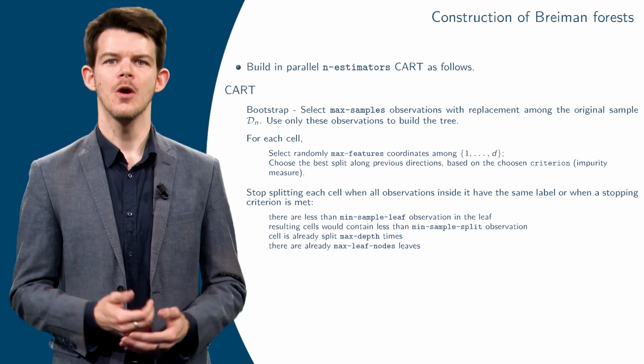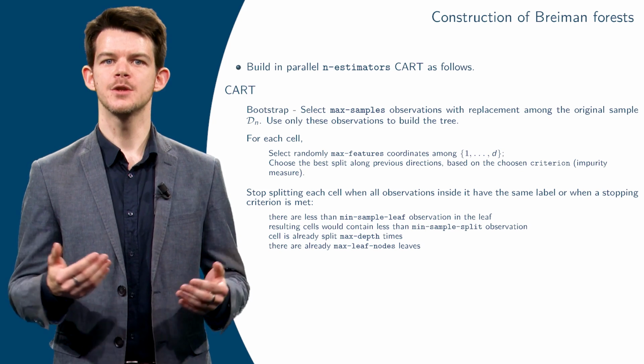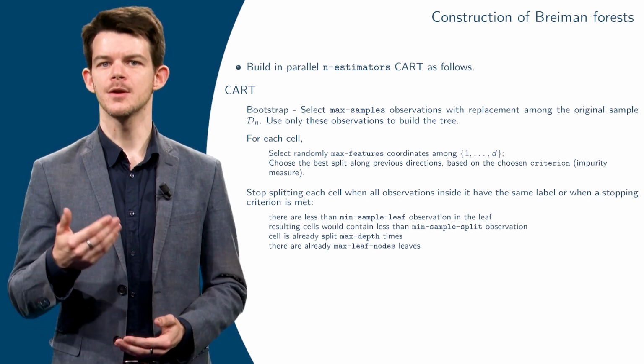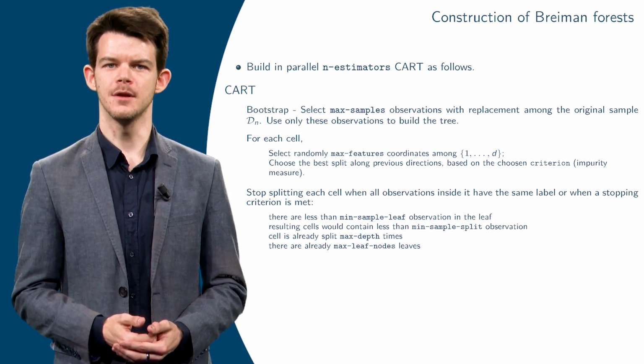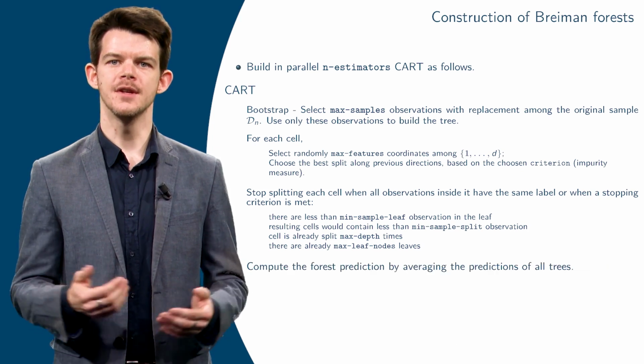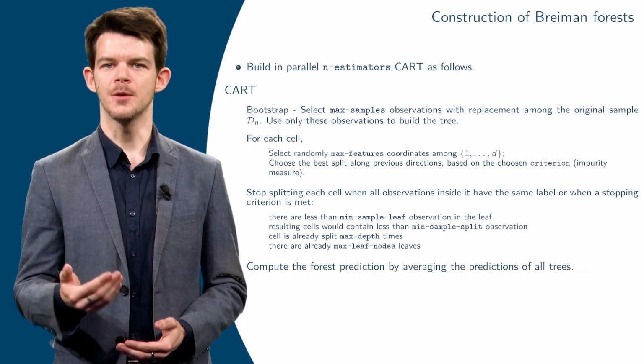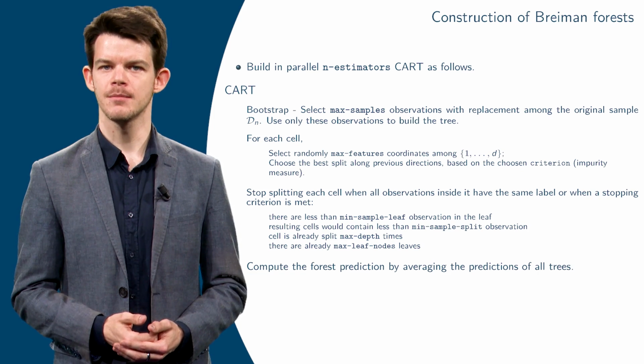By default, all these stopping criteria lead to a fully grown tree, i.e. containing only one observation per leaf. When all trees have been built, the predictions are aggregated to obtain the final prediction of the forest.